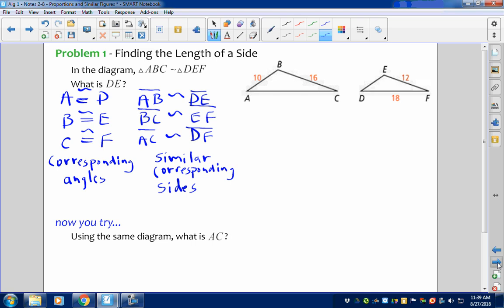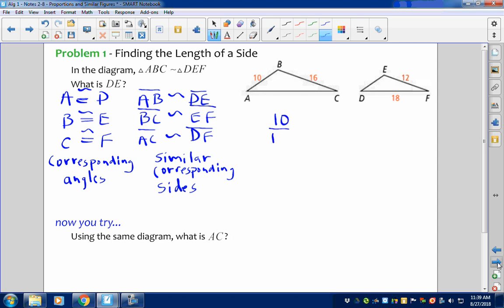Now, in geometry, it's pretty common not to necessarily label the missing sides as X, but just to think of the missing side here as side length AC. Okay, we would call this side length AC, and we would call this side length DE. So it says, what is side length DE? That's what it's asking for here. Now, if these are similar triangles, I can set up a proportion. It would look like this.